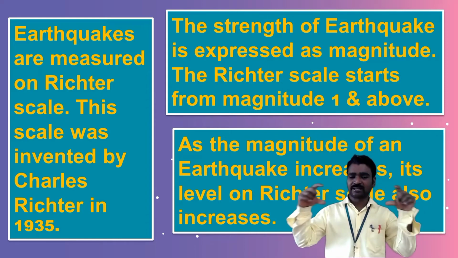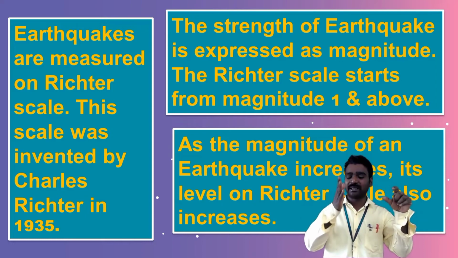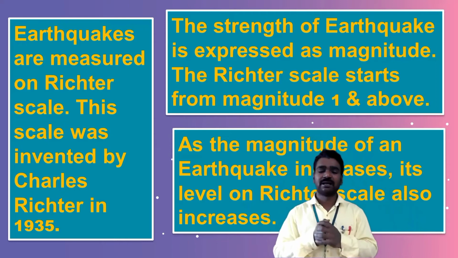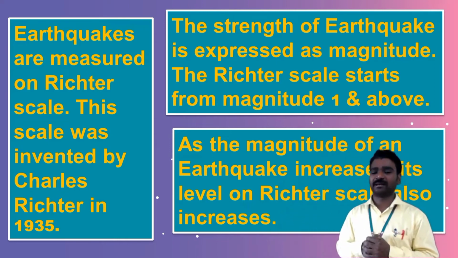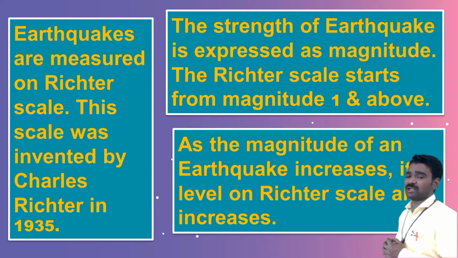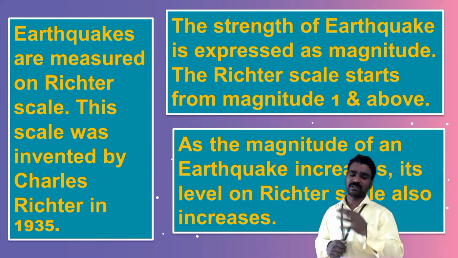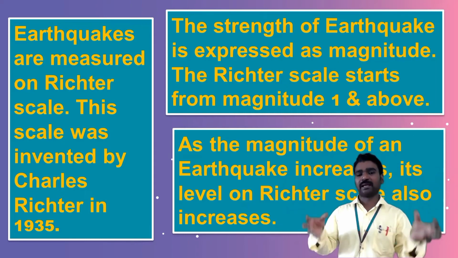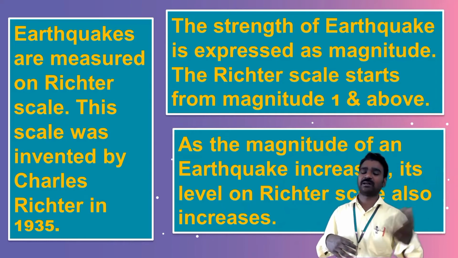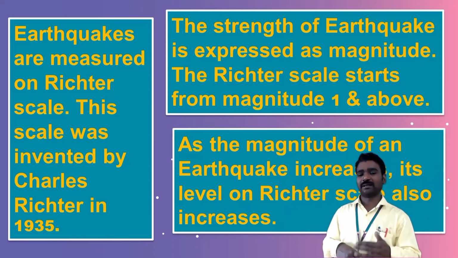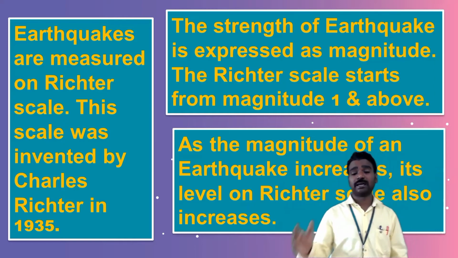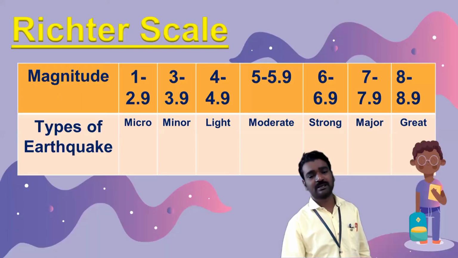Now on this Richter scale, the magnitudes start from 1 and above, 2, 3, 4, 5, 6, 7, 8, 9, 10, like that. As the magnitude of an earthquake increases, the level on the Richter scale also increases. So if the seismic waves are more powerful, the intensity of the earthquake will be more, and if the intensity or the strength of the earthquake is more, then on the Richter scale, the magnitude of that earthquake will also increase. Okay, next thing.